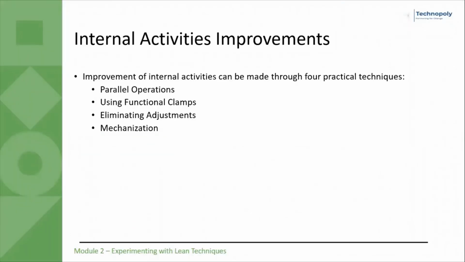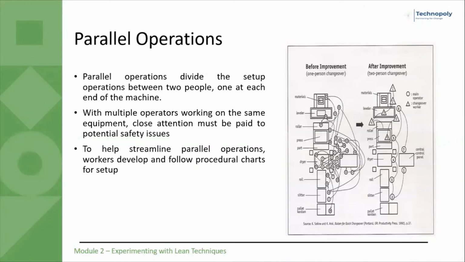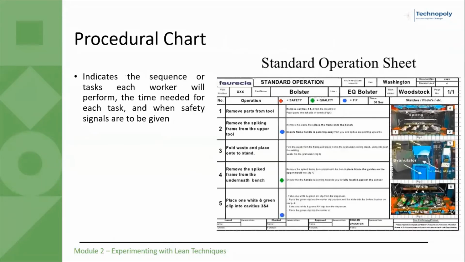For internal activities improvement, the following techniques may be used: parallel operations, using functional clamps, eliminating adjustments, and mechanization. Parallel operations divide the setup operations between two people, one at each end of the machine. This will eliminate time spent walking back and forth for the operator of the setup. To help streamline parallel operations, workers develop and follow procedural charts for the setup. Procedural charts indicate the sequence of the tasks each worker will perform, the time needed for each task, and when safety signals are supposed to be given.